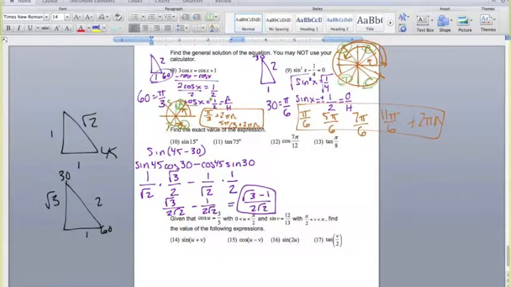We're going to go ahead and look at number 13. 13 is given in radians. My first step in radians is to turn it into degrees. So I'd multiply by 180 over pi, and that gives me 22.5.